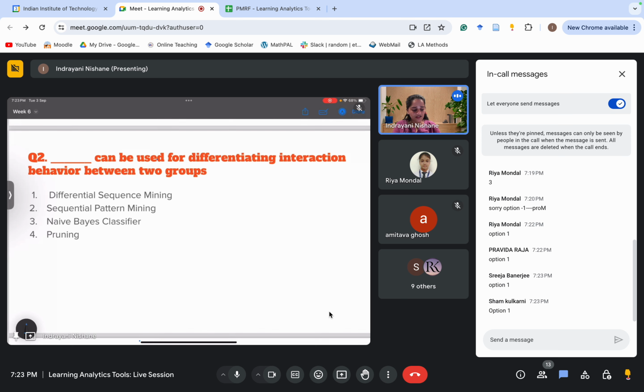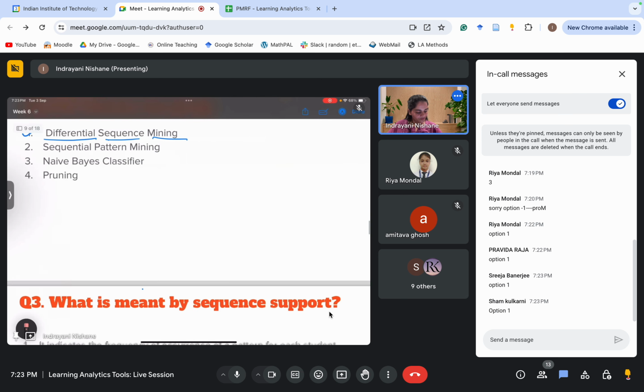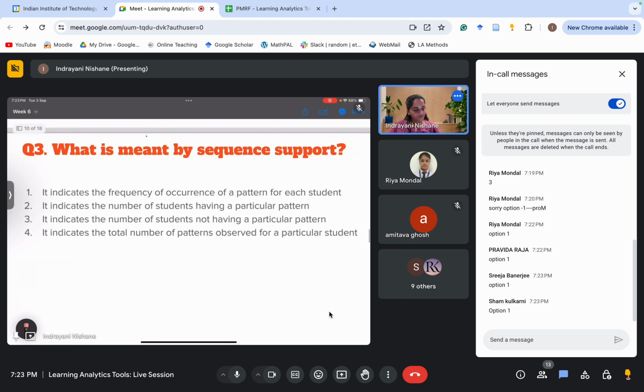Yes, as the name suggests, differential sequence mining. We will do sequence mining. We will mine for patterns of actions, sequences of actions, and we'll do some differential analysis between the groups. So that's differential sequence mining. I got all the correct answers in the chat box. So let's move on to the next question.